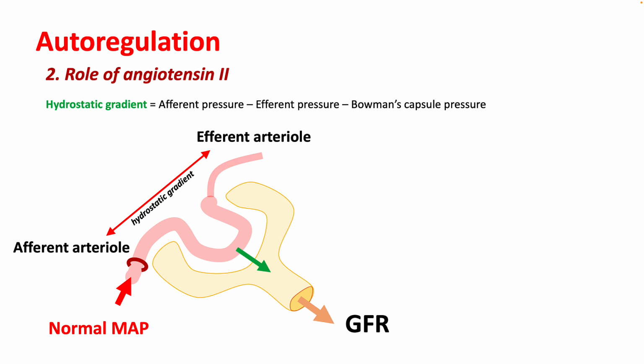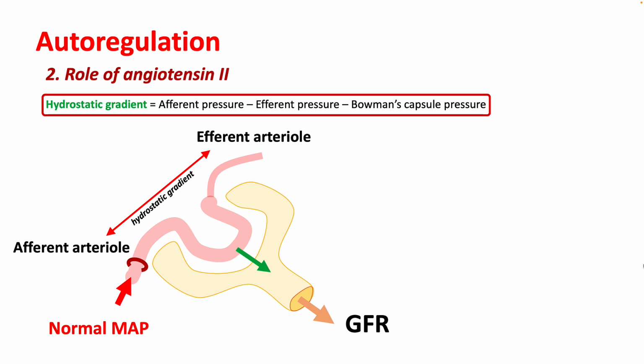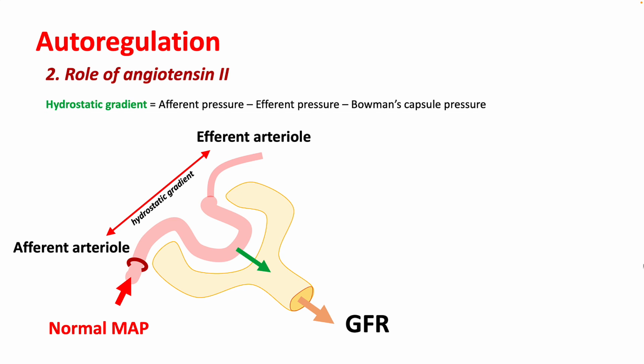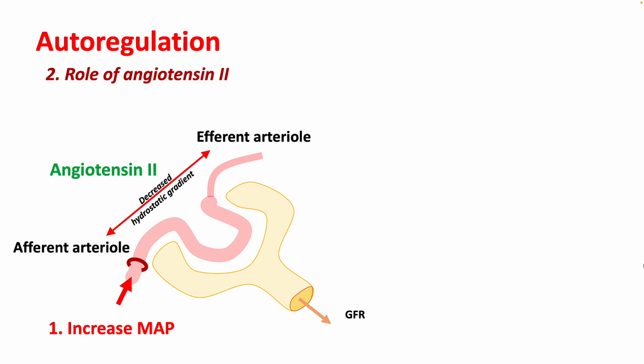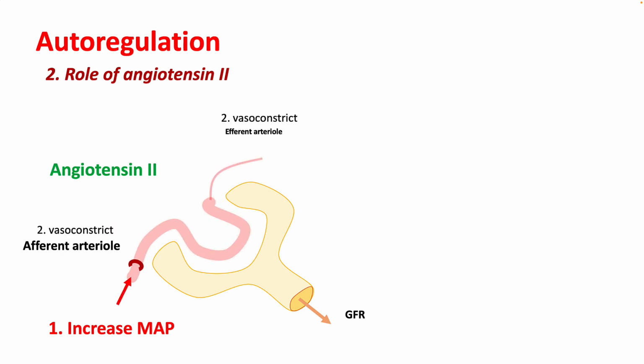Angiotensin is one of the important hormones that helps autoregulate, especially at lower blood pressure. If you remember from a previous lecture, hydrostatic gradient is pressure in the afferent arteriole minus pressure in the efferent arteriole minus Bowman capsule pressure. If your MAPs are decreased, you have decreased hydrostatic gradient, and that tends to decrease the GFR. Angiotensin 2 is secreted in these situations, which tends to increase your mean arterial pressure. It vasoconstricts both afferent and efferent arteriole.